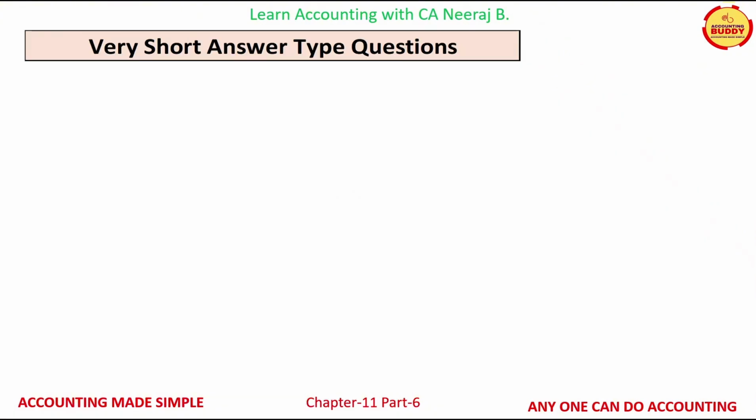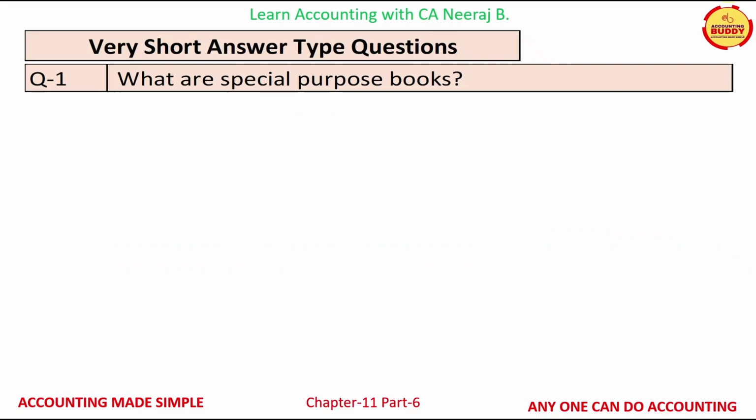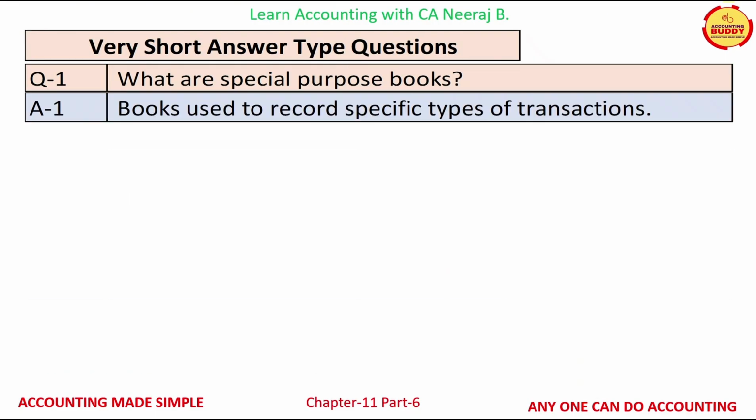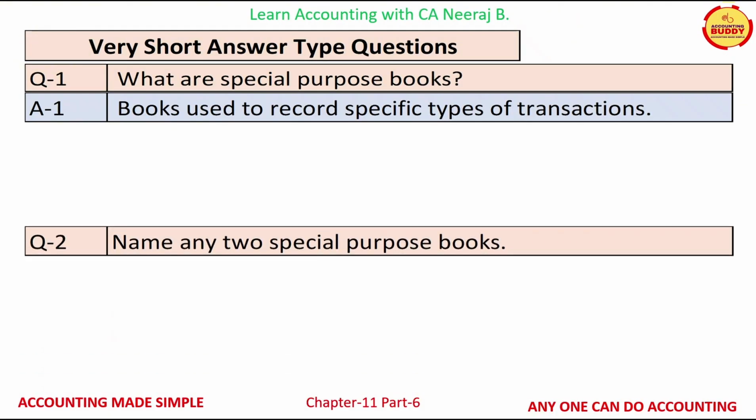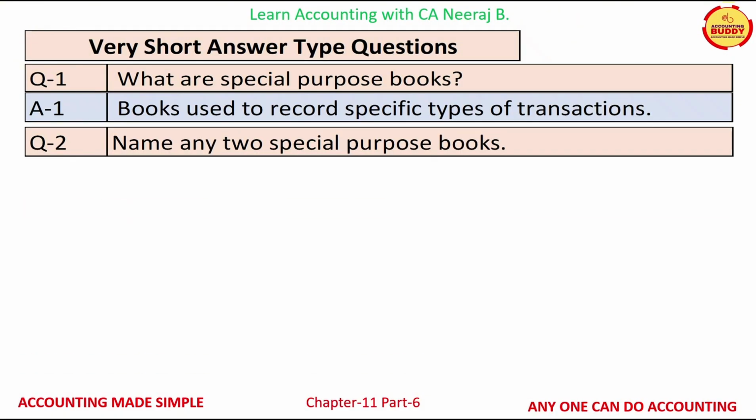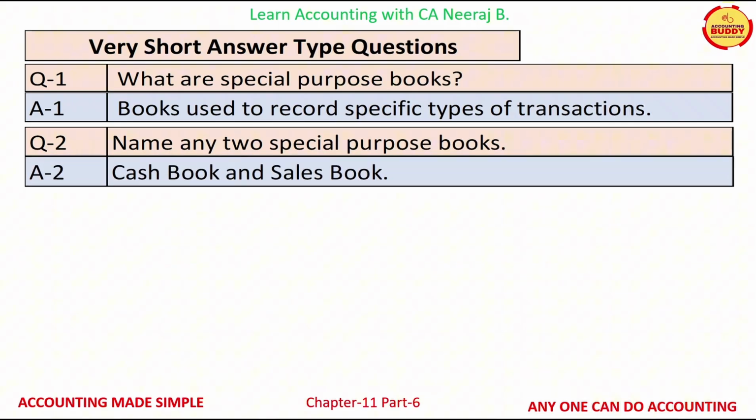Under this section, let us take few very short answer type questions. Question number 1 is, what are special purpose books? The answer is, books used to record specific type of transactions are special purpose books. Question number 2 is, name any two special purpose books. The answer is sales book and cash book.